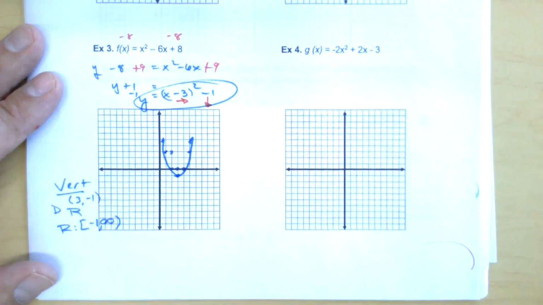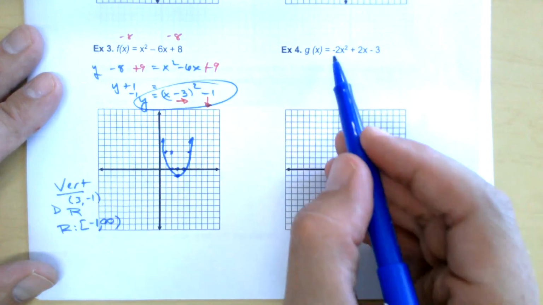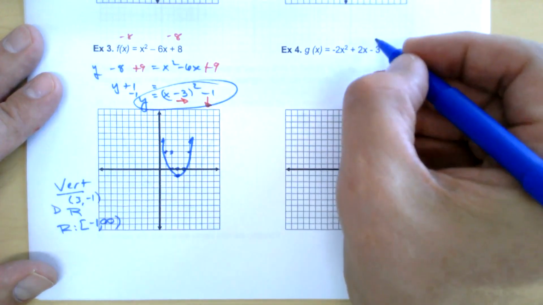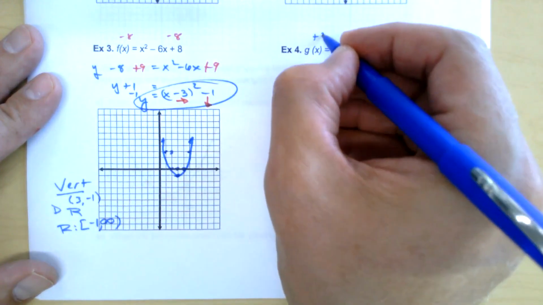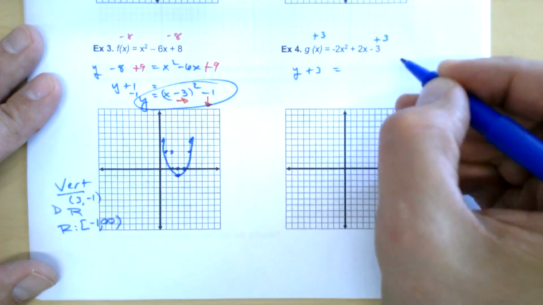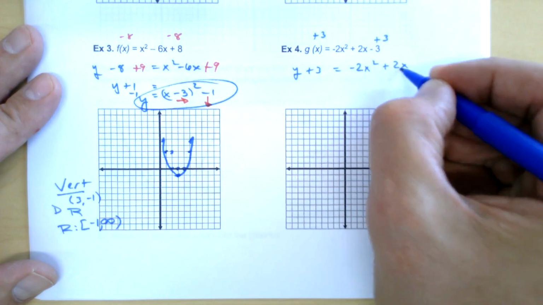Okay, so we take a look at number 4, and you'll see that number 4 is very similar to number 3, but you'll see that we have an a value now. So I'm going to start this off pretty much the same thing. I'm going to move over my constant, just so I get it out of the way. And you'll see here in a sec, I get -2x squared plus 2x.